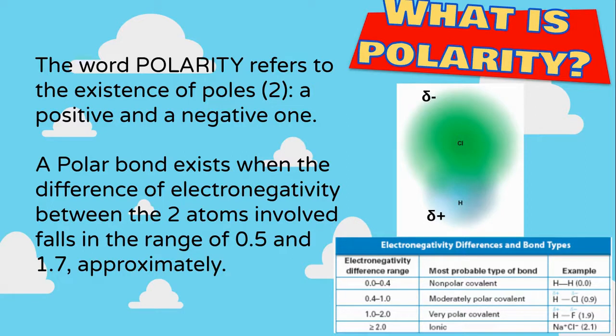In a molecule made out of two atoms, like the one shown in the picture, the polarity of the bond will determine the polarity of the molecule. But when you have a molecule that has way more than two atoms, then you have to consider the shape that the molecule will take, and that's a topic for another time.